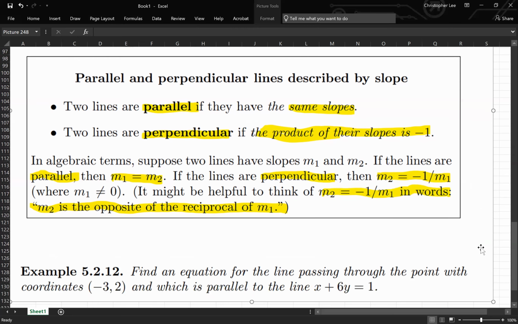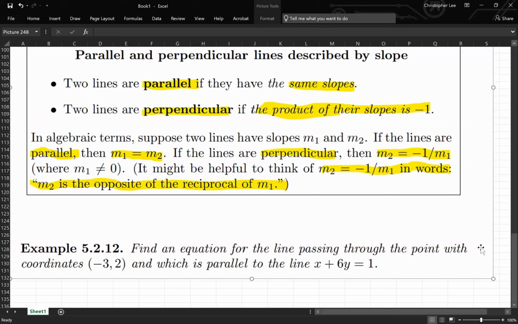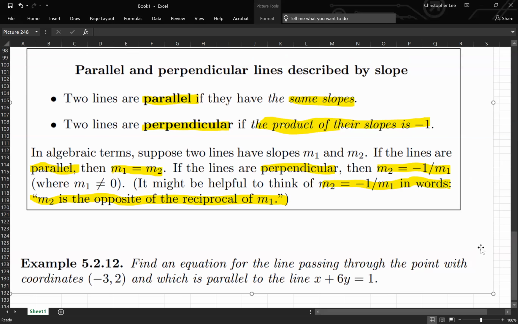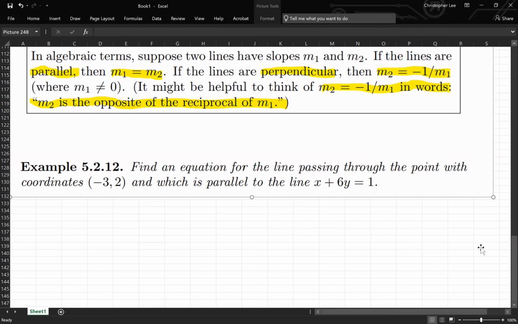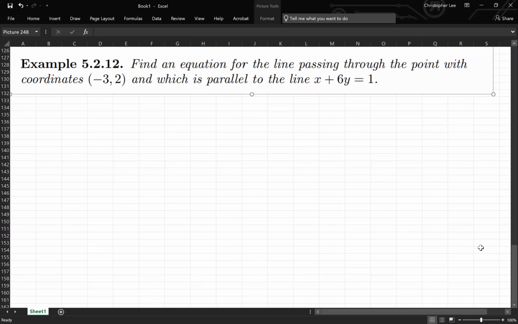All right, let's look at an example. So this question says find an equation for the line passing through the point with coordinates -3, 2, and which is parallel to the line x plus 6y equals 1, right? So watch how we do this example. It's going to be real simple, right? I have an equation for a line. I have x plus 6y equals 1. Solve for y, and then you get the slope.